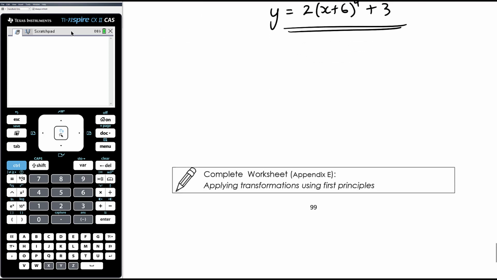Okay, so the practice today is again from a worksheet at the back of your booklet, applying transformations using first principles. So I want you to practice with this process, just so that you are comfortable with both processes, and then you're in a position to be able to make good decisions.